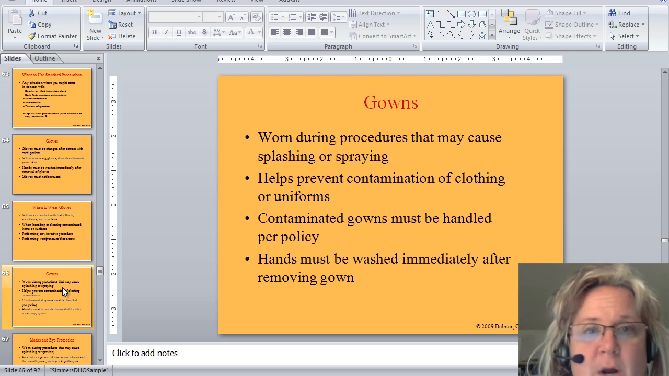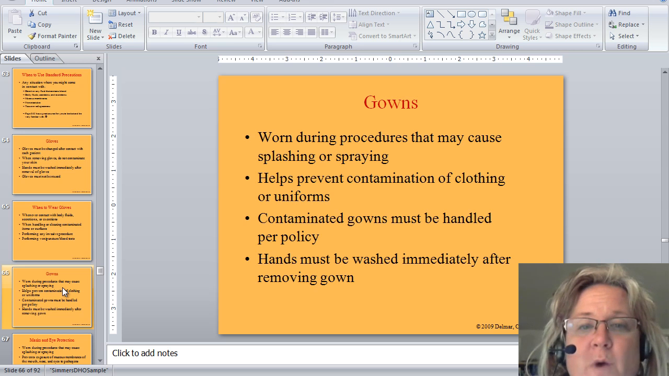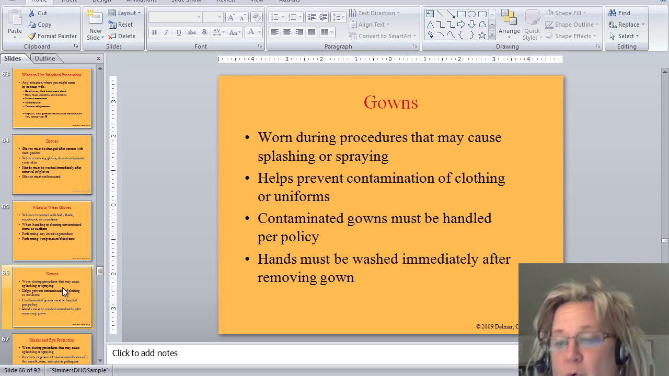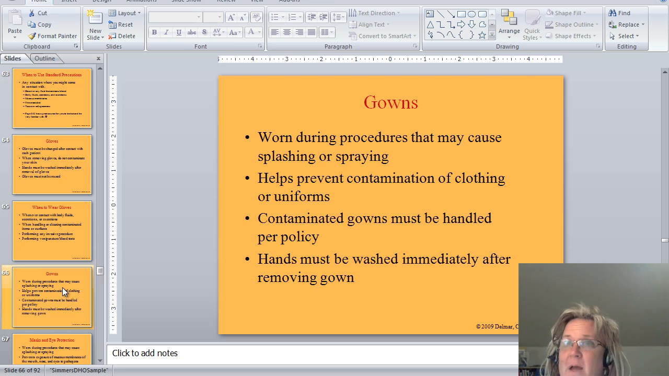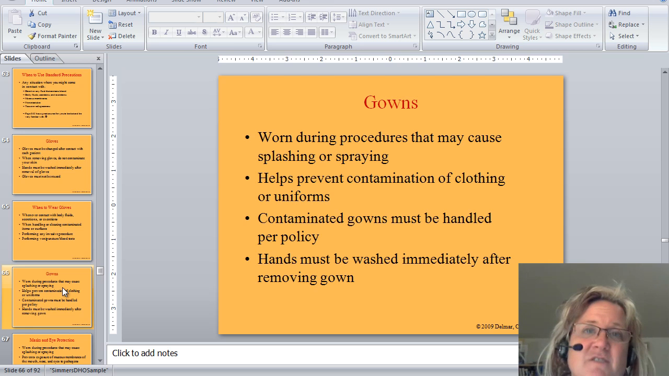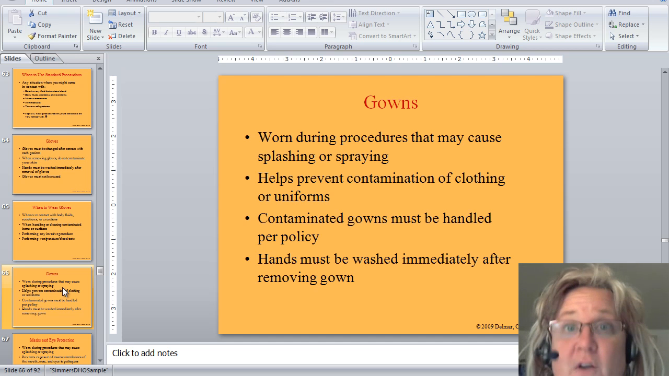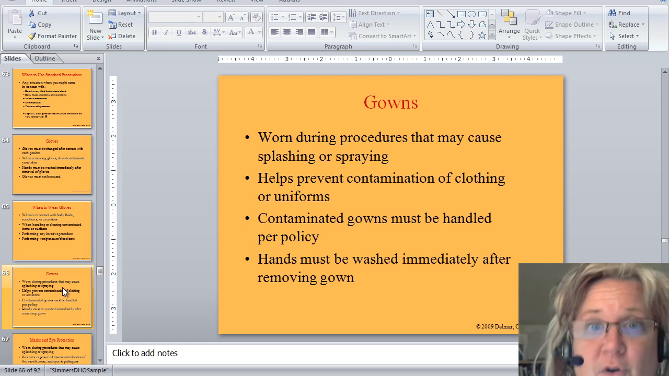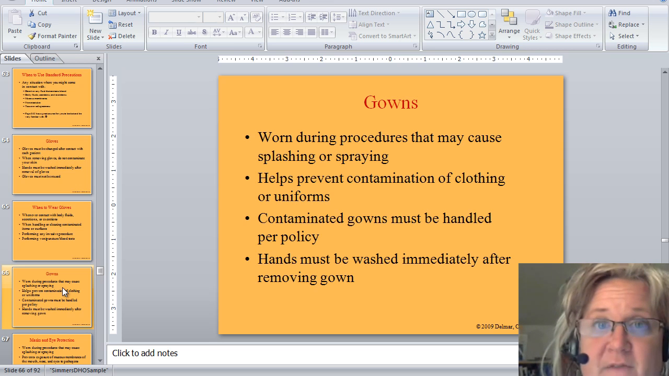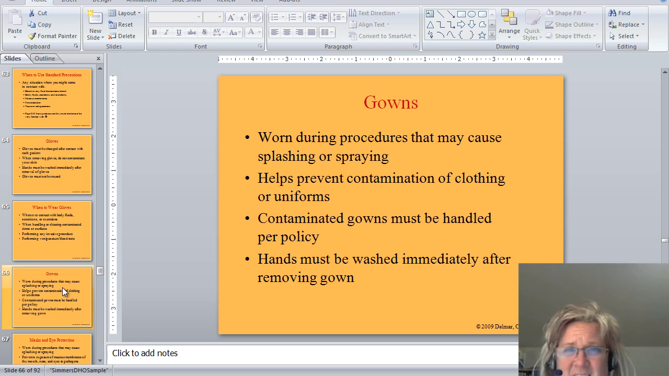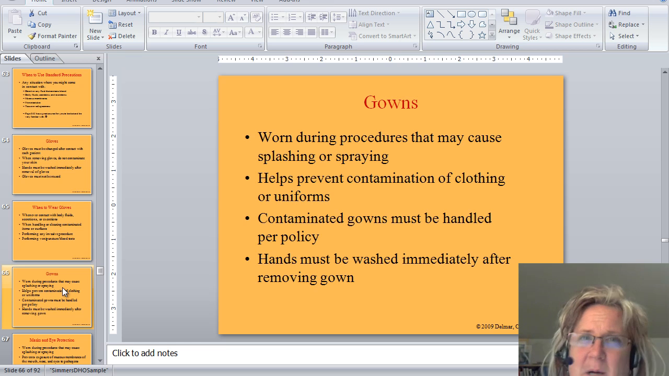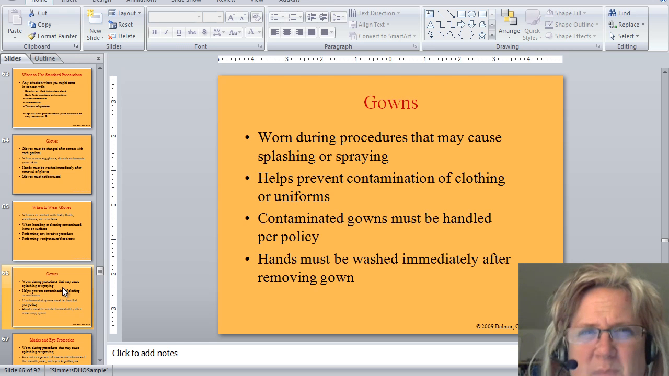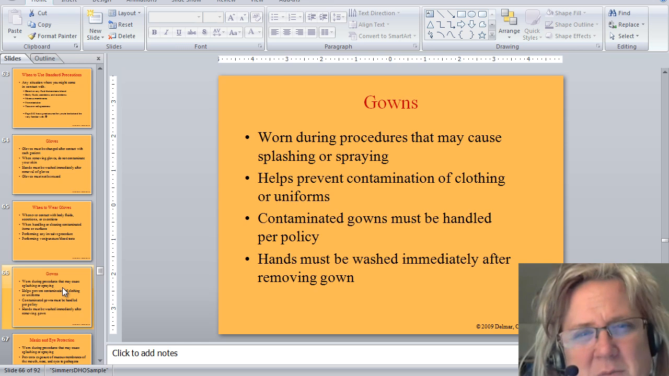Gowns. You wear gowns during procedures that are going to have splashing or spraying. You wear a gown to prevent contaminating clothing or your uniforms. I can remember plenty of times I've taken care of patients and I took my clothes off in the garage and immediately put them in the wash machine with no other clothes from my family to wash them. And not because they were splashed with blood, but it was just a buggy room. I can't explain it, but you'll get there someday.